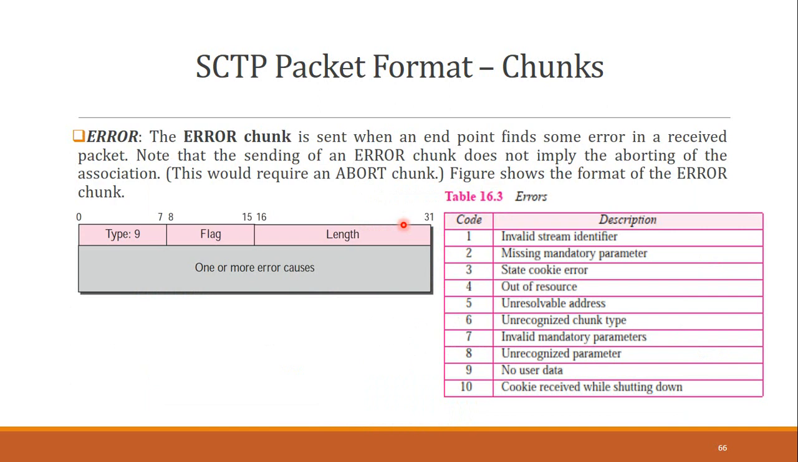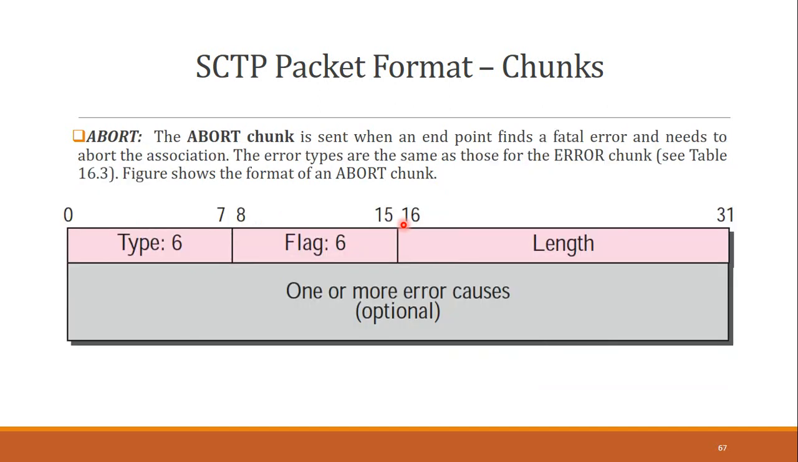The errors are defined in the given table over here. As you can see, these are some of the errors, which can be mainly because of an invalid stream identifier, or out of resource, or in fact if there is no user data. These are the types of errors mentioned in the error chunk, and they are resolved accordingly. Now, then we have the abort chunk.